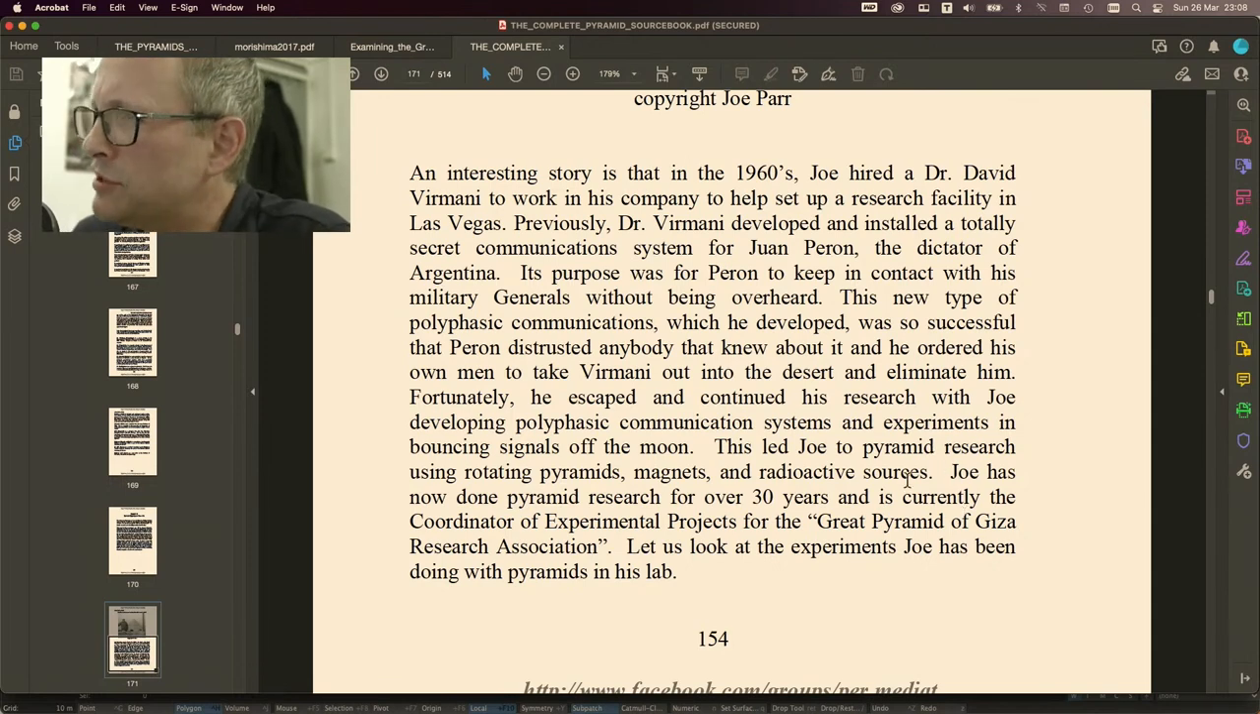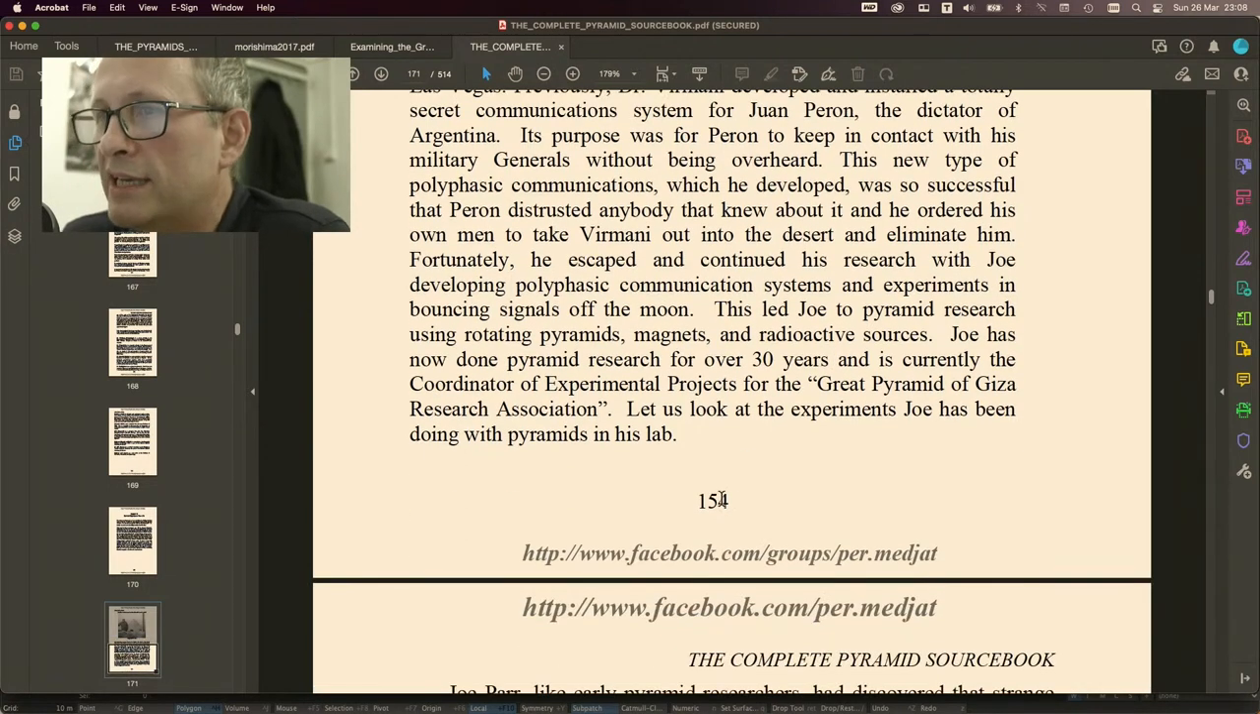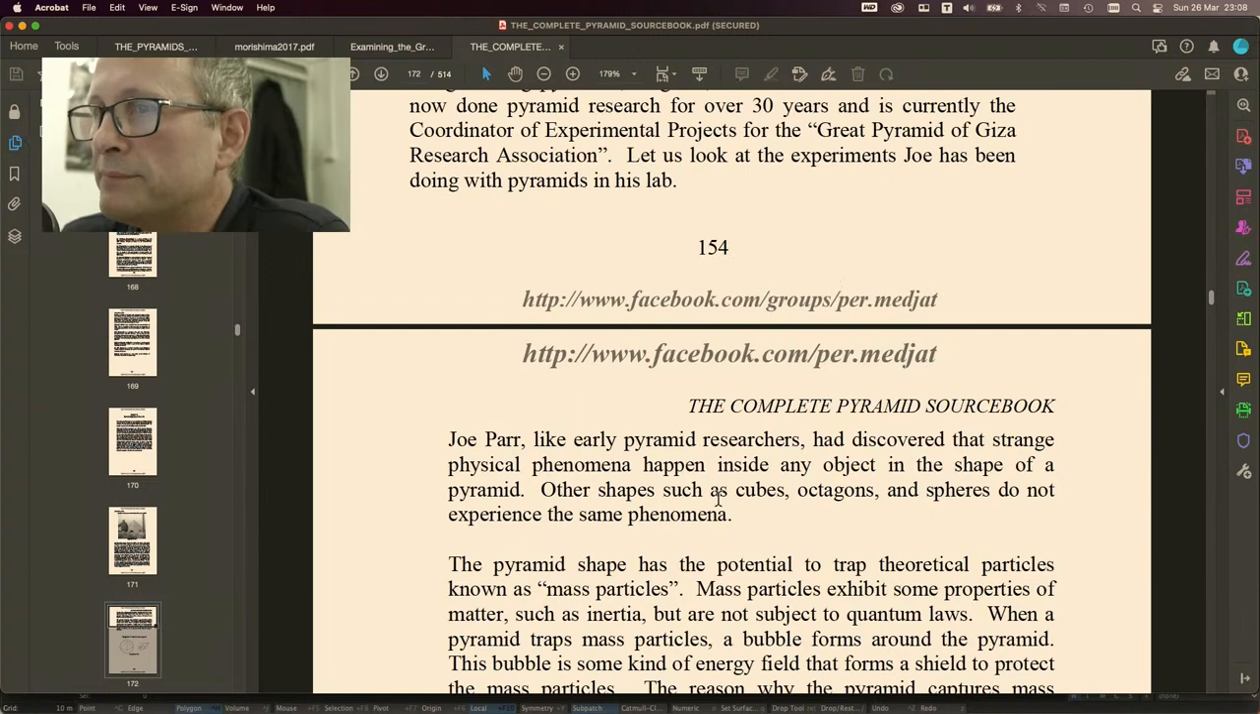And that led him to pyramid research. Okay, yep, there's some connection there that we might know we've got, but maybe we don't. Joe has now done pyramid research for over 30 years and is currently the coordinator of experimental projects for the Great Pyramid of Giza Research Association. Let us look at the experiments Joe has been doing with pyramids in his lab.